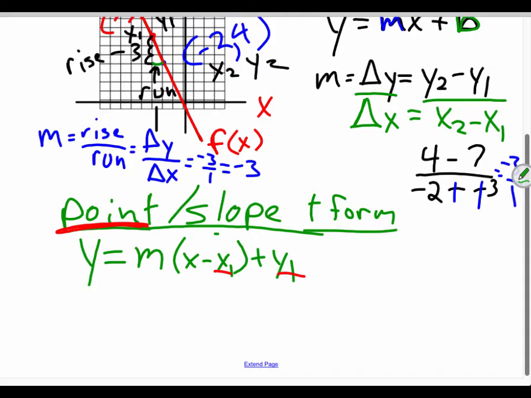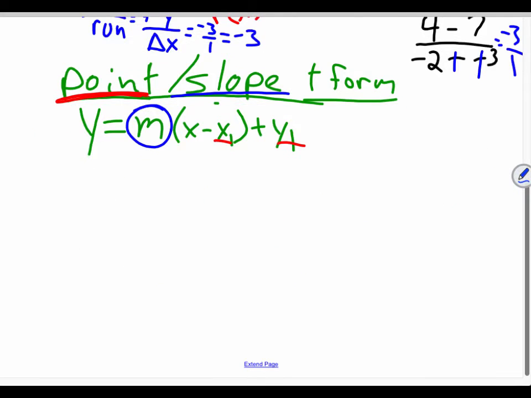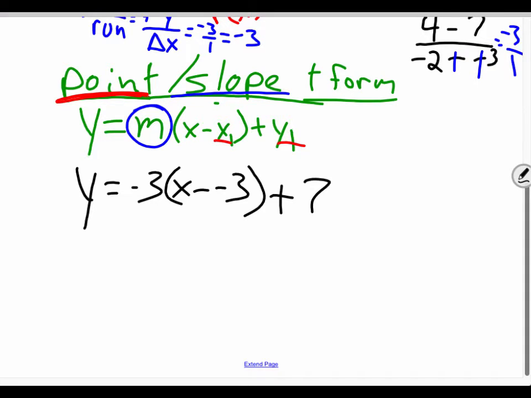So if I have a point and I can calculate the slope, then I can write the equation of the line. Well, I said that y is equal to the slope, which we know now is negative 3, times the quantity x minus x sub 1. But x sub 1 was actually negative 3, right? Plus y sub 1, which we know is 7. Is that right?